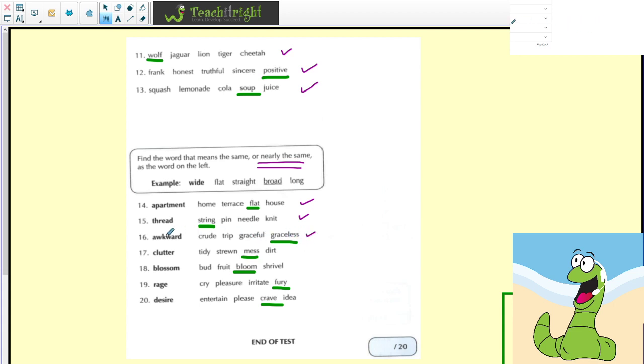Sorry, the other awkward and graceless mean clumsy, but crude, trip and graceful aren't going to work there for synonyms. Then we've got clutter and mess, because they both mean an untidy collection of things. And then we've got blossom and bloom, to produce flowers. Rage and fury, extreme anger. And then desire and crave, if you really want something.